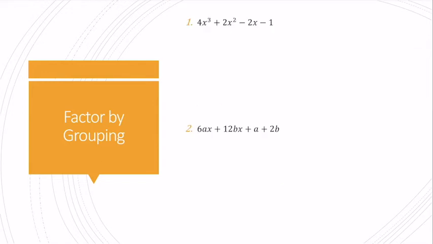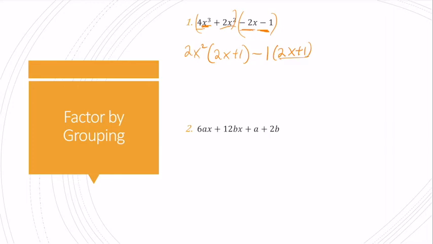All right, here we go again. I'm going to put in my grouping symbol. The greatest common factor of 4x cubed and 2x squared is 2x squared. 2x squared times 2x plus 1. The greatest common factor of negative 2x and negative 1, remember we don't like negative leading coefficients, is going to be our negative 1.